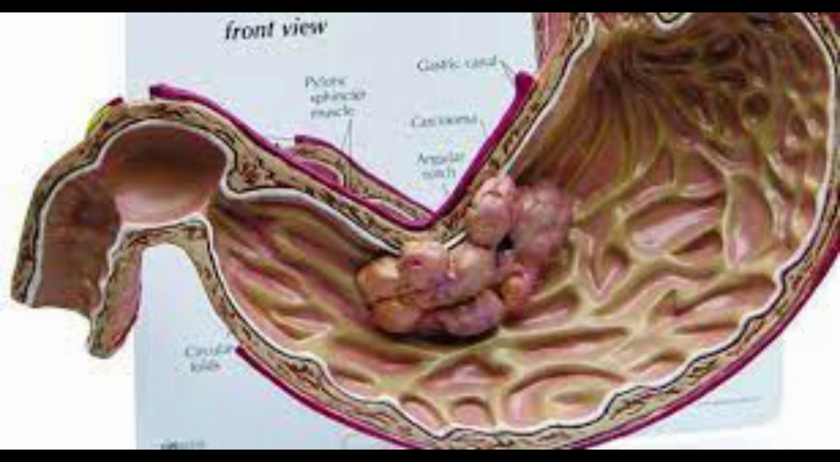Now let's go with the cell types. The parietal cell is located in the body, and its secretions are hydrochloric acid and intrinsic factor. Then we have the chief cells, located in the body of the stomach, which secrete pepsinogen. Then we have G cells, located in the antrum, which secrete gastrin, and mucous cells, also located in the antrum, which secrete mucus and pepsinogen.